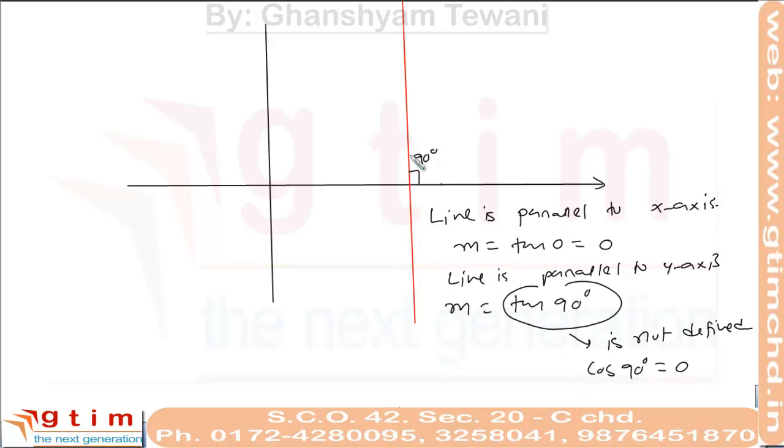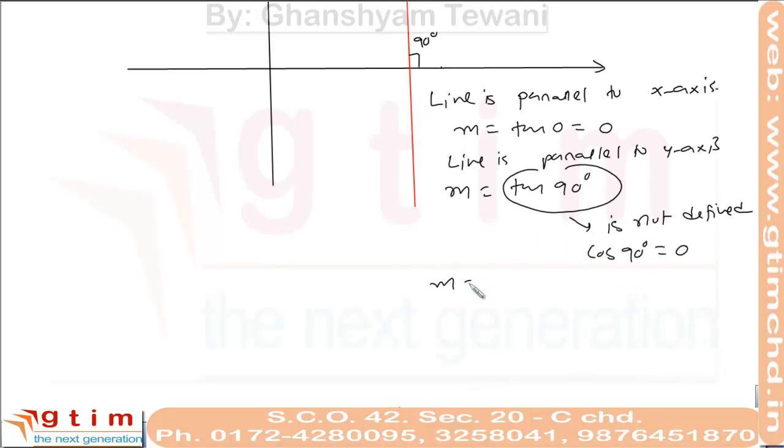So for a vertical line, or a line parallel to the y-axis, we have slope m equal to tan theta, where theta tends to 90 degrees, or we say this is the limit as theta tends to 90 degrees of tan theta. We cannot take the angle exactly 90 degrees, but we can take an angle very close to 90 degrees, or we can say theta approaches 90 degrees. In terms of limits, we can write the limit as theta tends to 90 degrees of tan theta, and this value approaches what? Infinity.